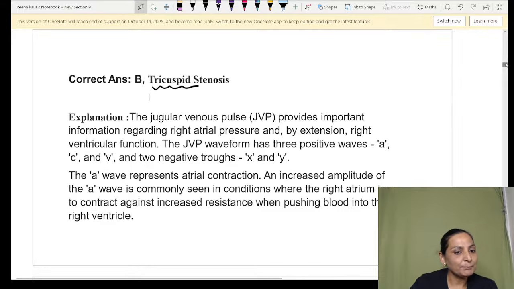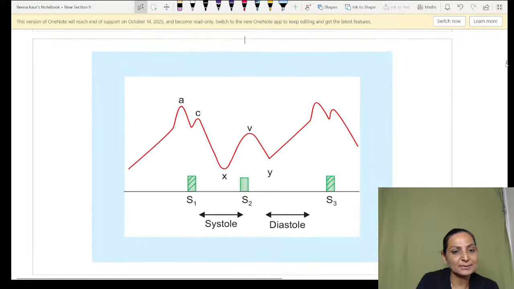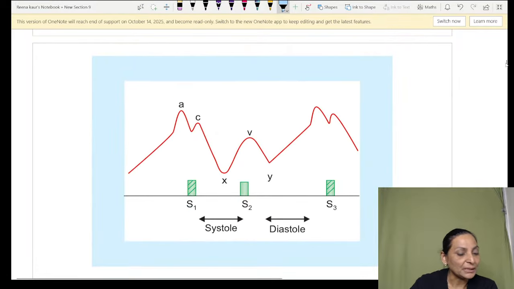This provides important information. JVP, the jugular venous pressure. Here you can see the normal jugular venous pressure, which gives you a reflection of the pressure of the right atrium. A wave, C wave, and V wave are the positive waves, where A is because of atrial systole, C is the bulging of the tricuspid valve into the right atrium during isovolumetric contraction, and V is the venous filling of the atria.